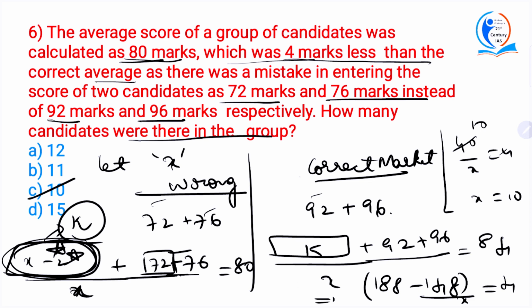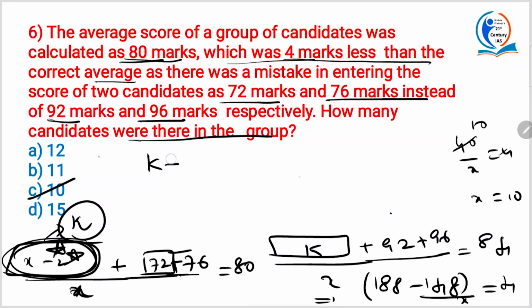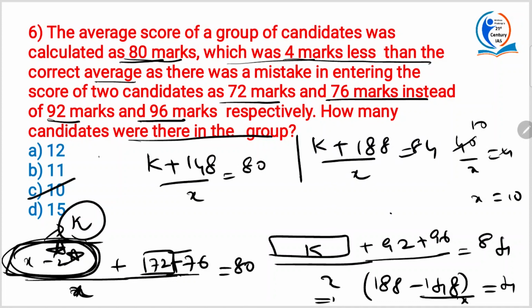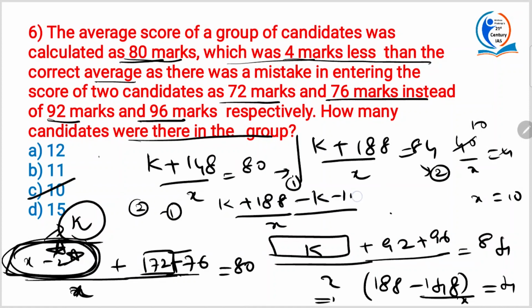Now here, if you didn't understand, I'll tell you. Here, K plus 148 by X is equal to 80. And here it is K plus 188 by X is equal to 84. Now I am subtracting these two equations, 2 minus 1. When you do 2 minus 1, what will you get? You will get K plus 188 by X minus K minus 148 by X is equal to 84 minus 80. That is 4, no? So K will get cancelled. So you will get this one. So that is the step I am saying. So this is the step-by-step procedure.